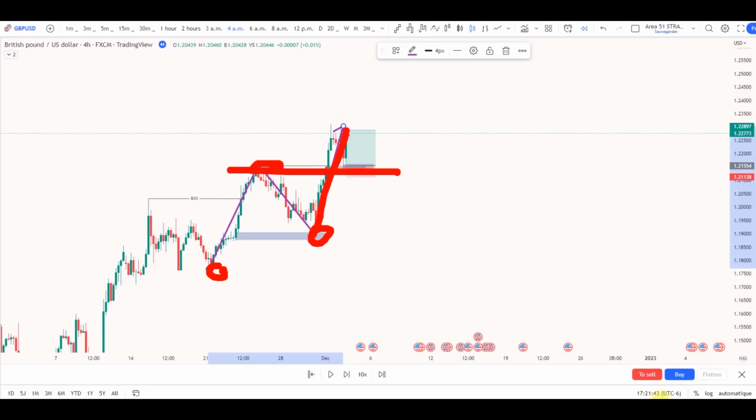So the ICT strategy is one of the best. It's the best strategy out there. It's not just a strategy, it's the nature of how the market moves. So you have to master how the market moves. You have to know the break of structures. You have to know the direction of the market. If the market is going up, you have to find the higher highs and higher lows. If the market is going down, you have to find the lower highs and lower lows. You always have to know where the market is heading next.